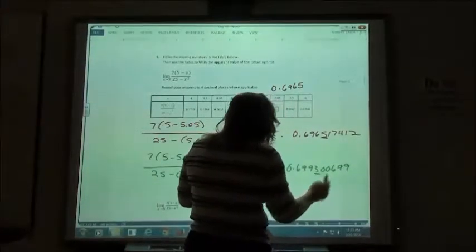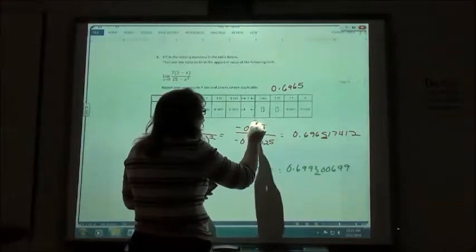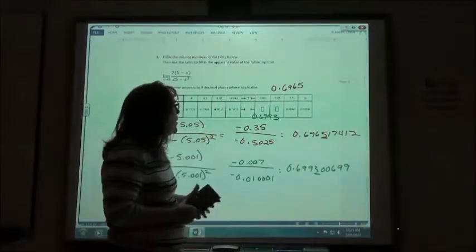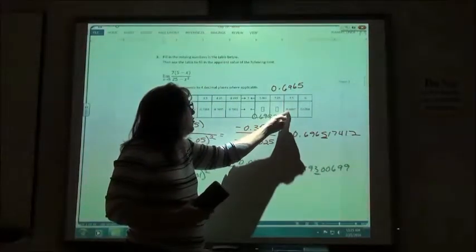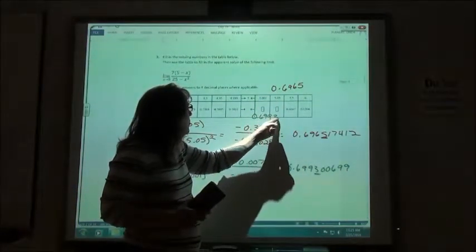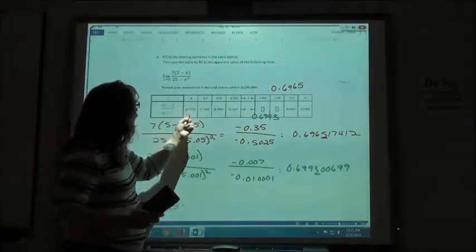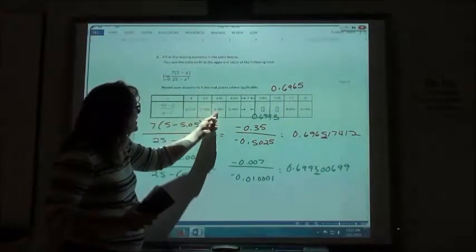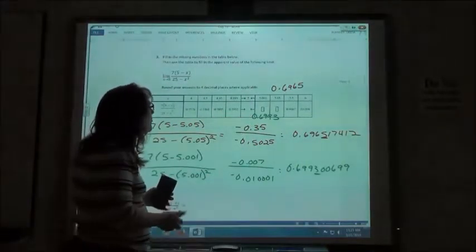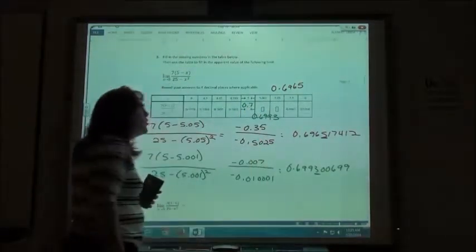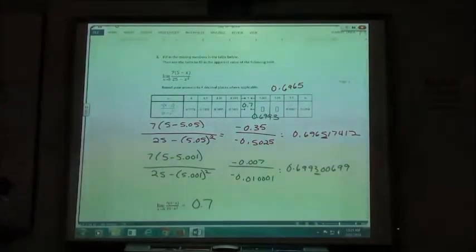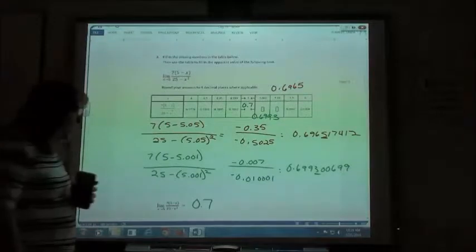To 4 decimal places then, we have 0.6993. So we had 0.63, 0.666, 0.696, 0.993. Here we had 0.7778, 0.7368, 0.7035, 0.7001. So we can see as we approach 5, we're getting closer and closer to 0.7. So the limit as x approaches 5 for my expression is 0.7.